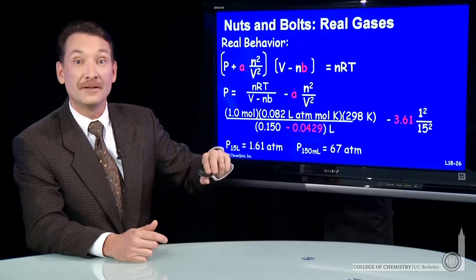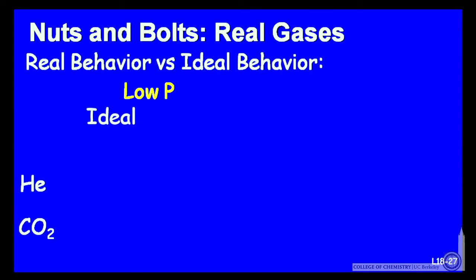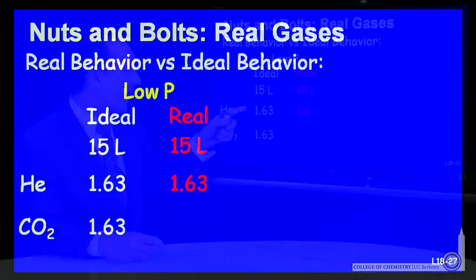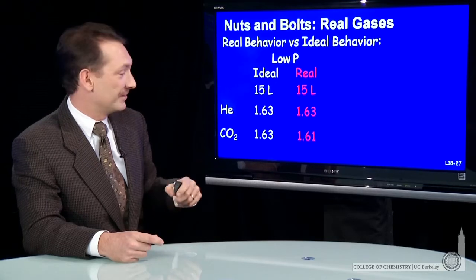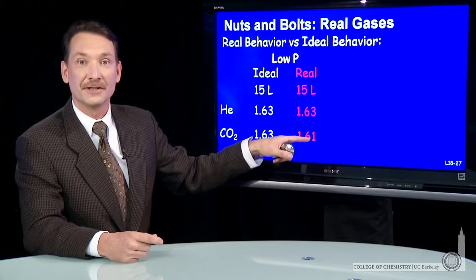So let's compare the real and the ideal results. The real behavior at low pressure, that is the big volume, 15 liters, the ideal case, they're the same. Ideal gas, it doesn't matter the identity of the gas. We would predict the same pressure. The real case, when I did it for helium, I came up with nearly the exact same answer to this number of significant figures. So it looks like at this low pressure, helium is behaving ideally in both cases. For carbon dioxide, a small deviation from ideality at this low pressure.